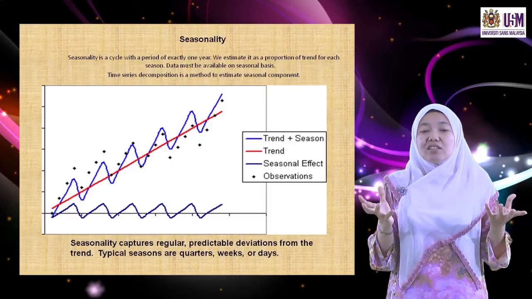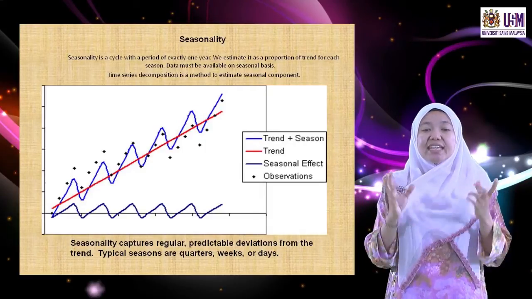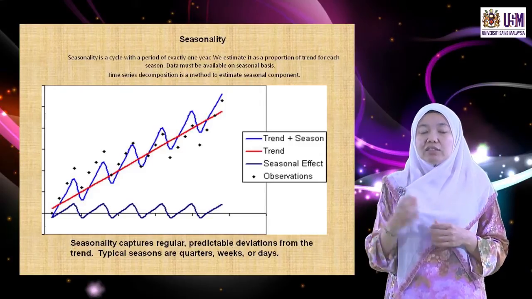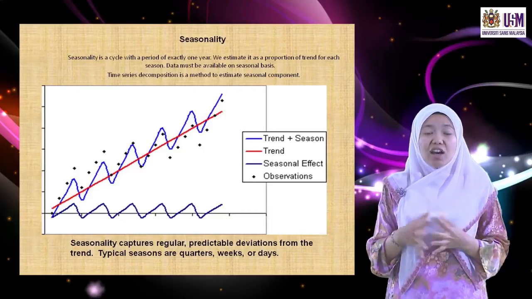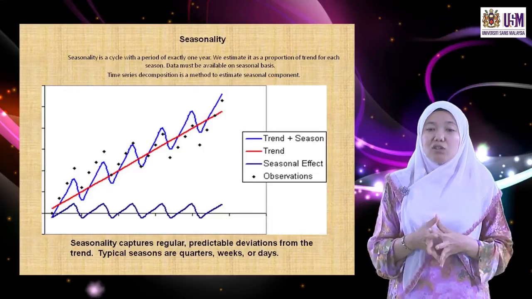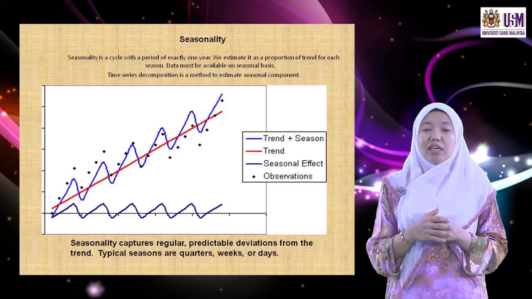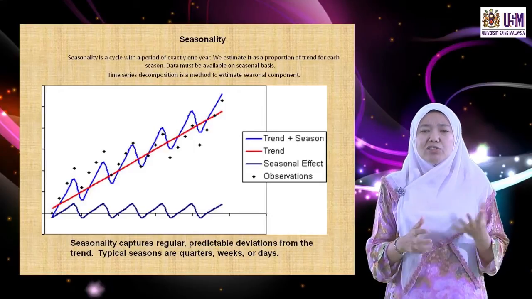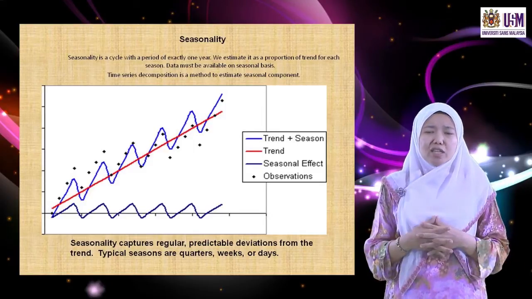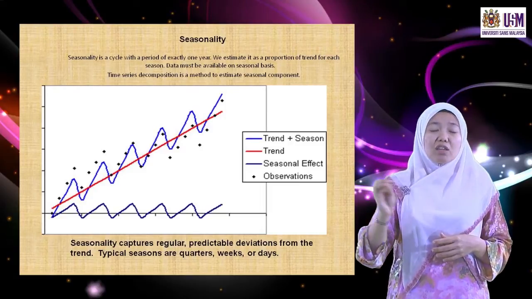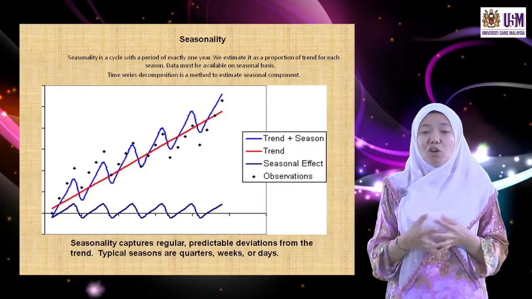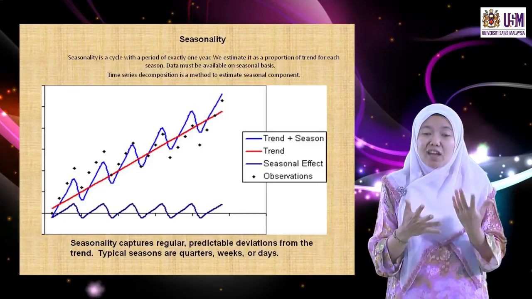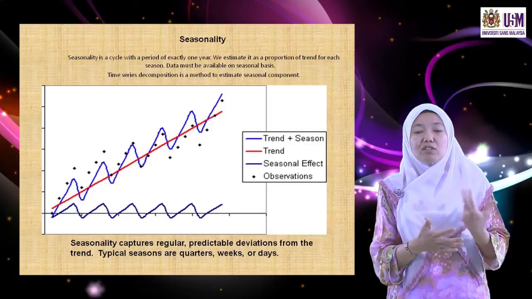So the seasonal component captures regular, predictable deviation from the trend. A season can also be not necessarily within a year. It can be a quarter, as I already explained just now. It can be weeks or days. For example, if you are into psychology or human resources, and you measure the productivity of your staff or workers, usually on Monday productivity is supposedly at its highest because you just came back from a good rest on Sunday.